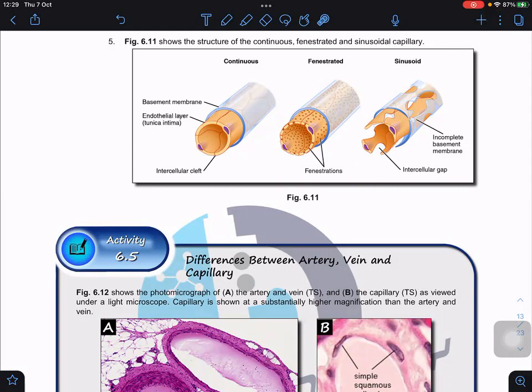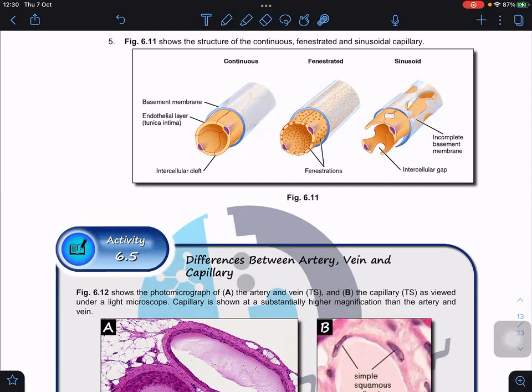And we have sinusoids. The sinusoidal capillary has a lot of big gaps, so this increases the exchange even more. Are you clear? And you can see that we have an incomplete basement membrane also for the exchange.